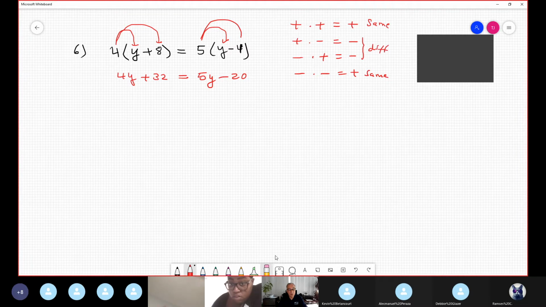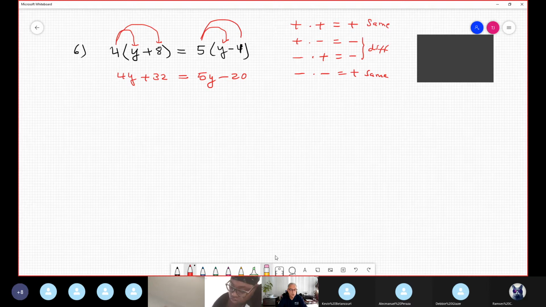It's different from addition and subtraction. In addition and subtraction, if we have different signs, you subtract and put the sign of the bigger number. If you have the same sign, you add. But okay, don't worry about this.